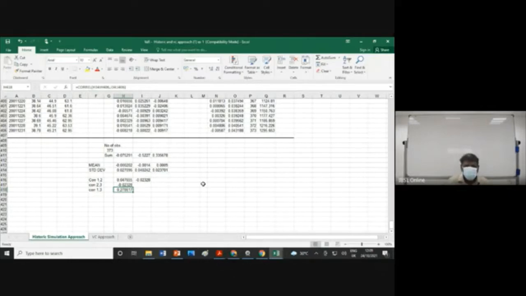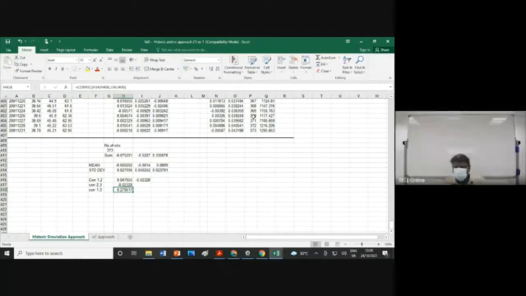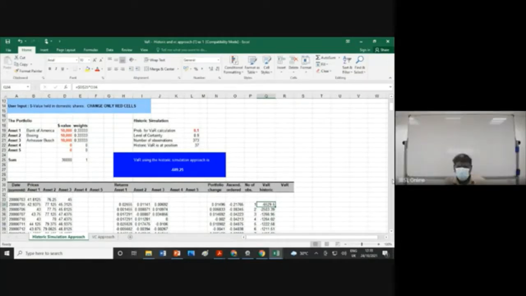Any questions so far? Sir, can you please show the formula in the VaR historic column? Yeah, this one? Yes. Thank you, sir. It's simple because it is the portfolio return multiplied by the overall investment. Okay. Right.